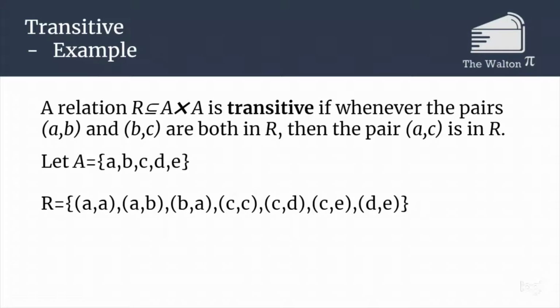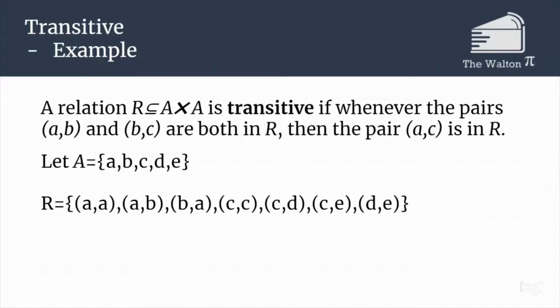If we look and we see that we have the pair A comma B and B comma A, from our rule, that tells us that because the B's match on the insides, we should also have the pair A comma A, which we do. So that is one set of pairs that worked out. We can also see that we have the pair C comma D and the pair D comma E, so we should also have the pair C comma E, which we do.